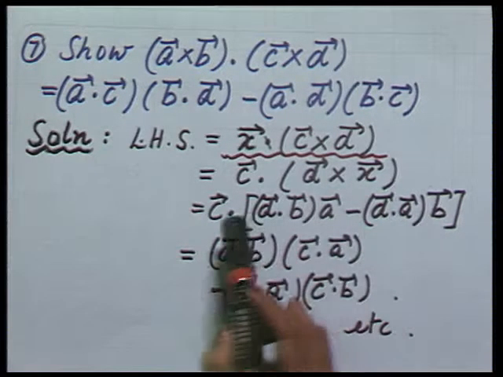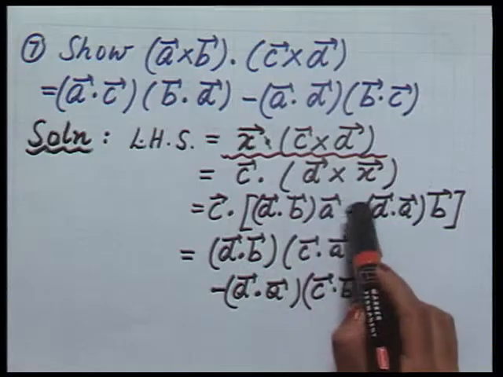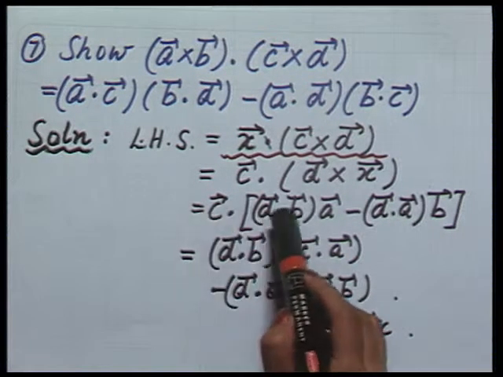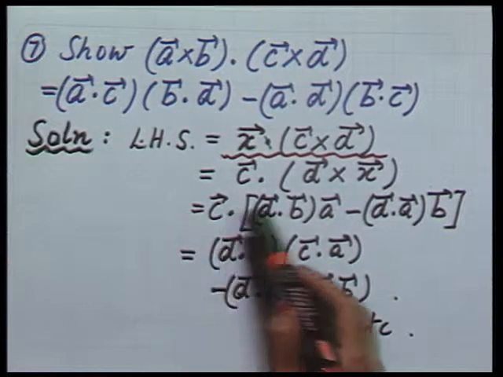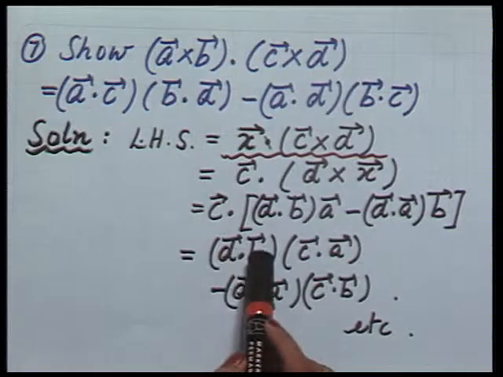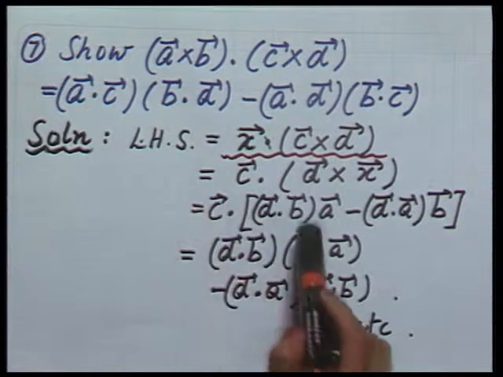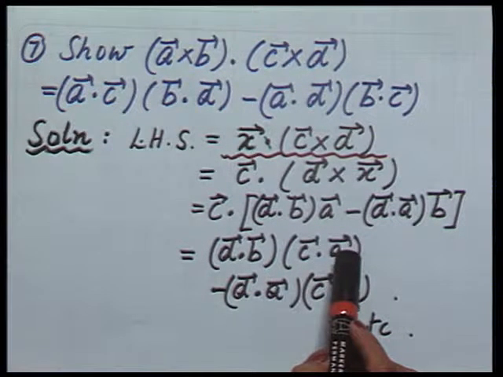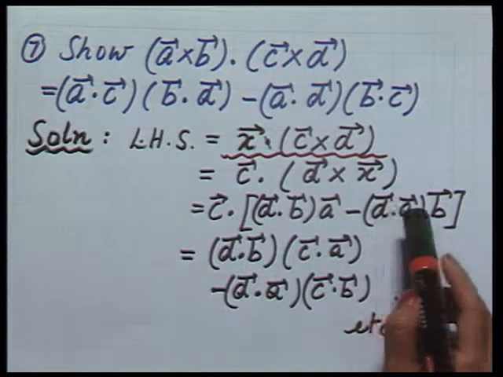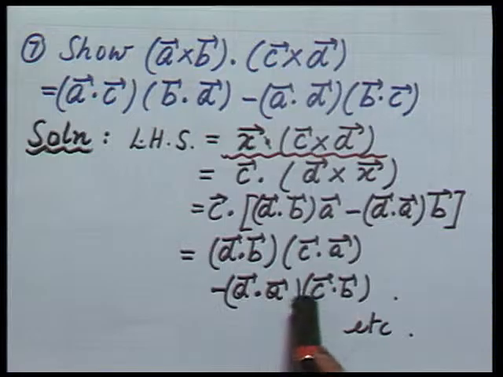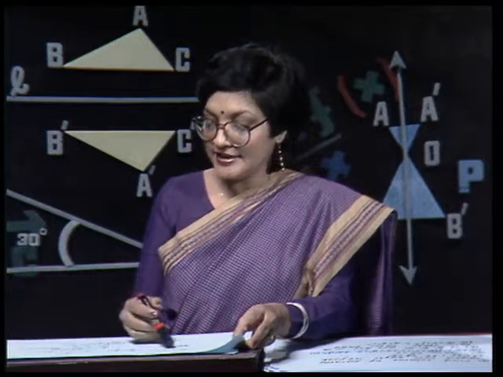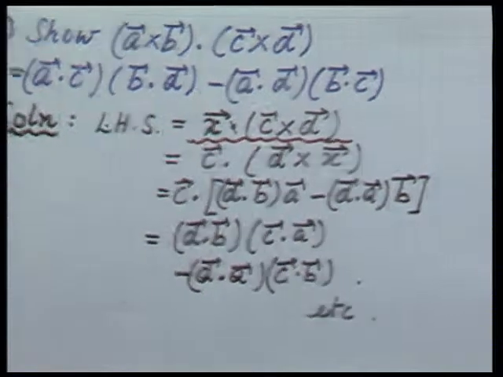You can open this out and get C dot lambda A minus C dot mu B. But C dot lambda A is lambda C dot A. So this lambda, that is D dot B, comes here and you have C dot A here. Similarly, the second term will give me minus D dot A into C dot B. And this we can see is the same as the right hand side that we had.